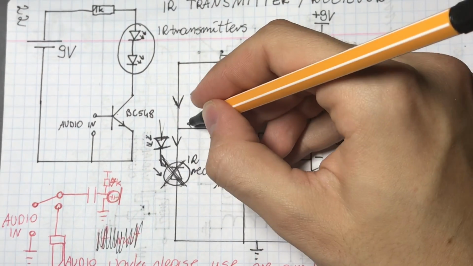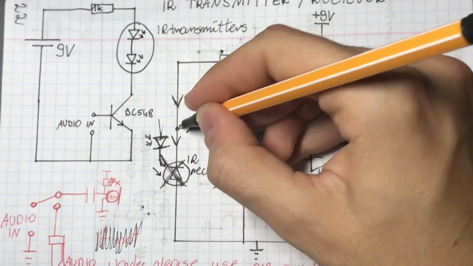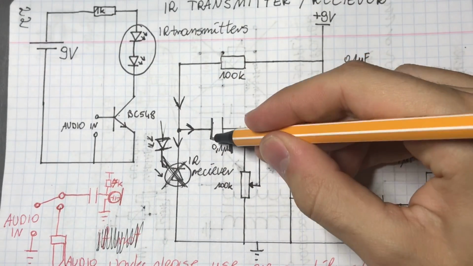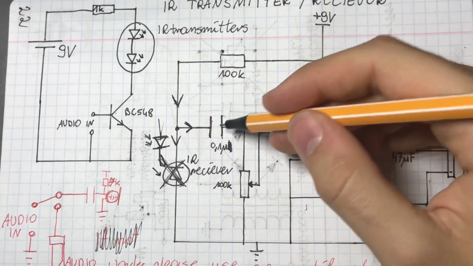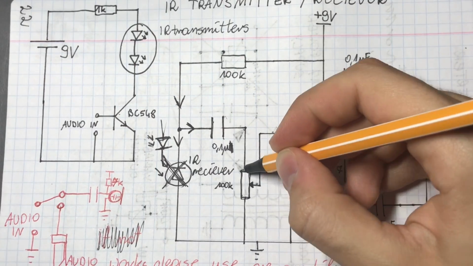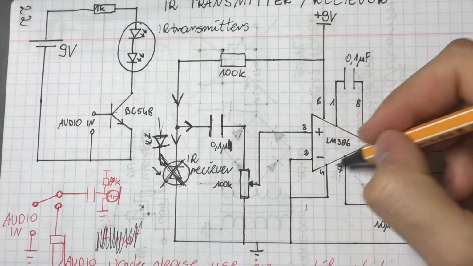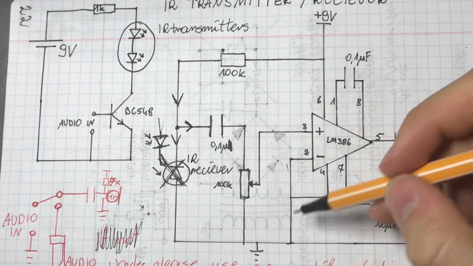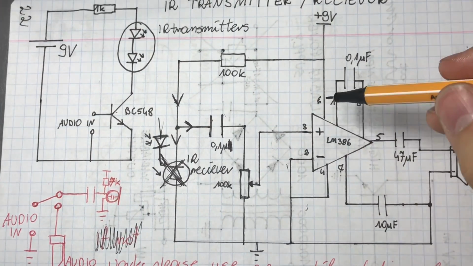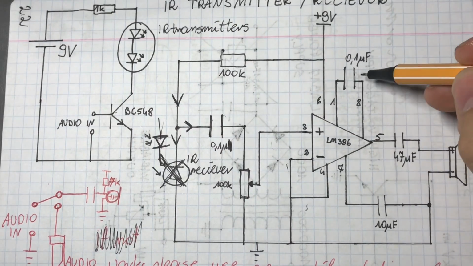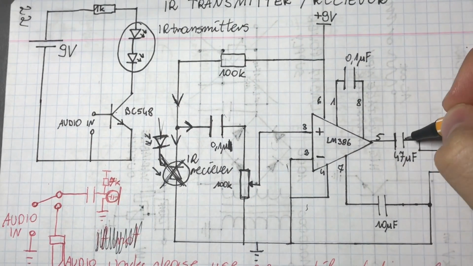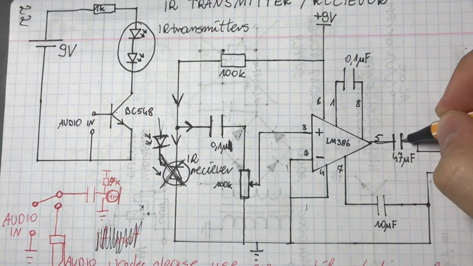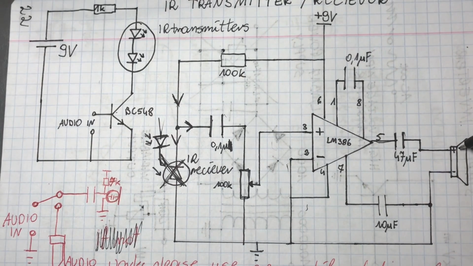Then the current splits in this junction and goes in here. Then we remove the DC from the signal. Then we have a volume control potentiometer. Then it feeds into the amplifier. The inverting input of the amplifier is connected to ground, so it will amplify all the signal that comes in. Here we have a little gain boost capacitor, and then we just remove the DC on the output with a simple capacitor, and then we connect our load. So let me now show you the block diagram of the measurements that I have done here.